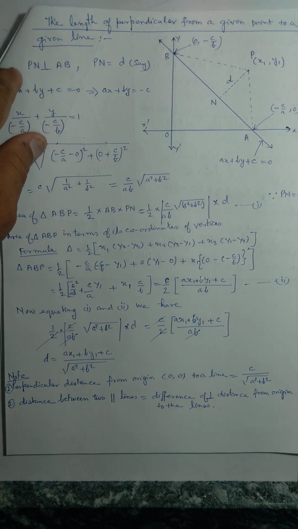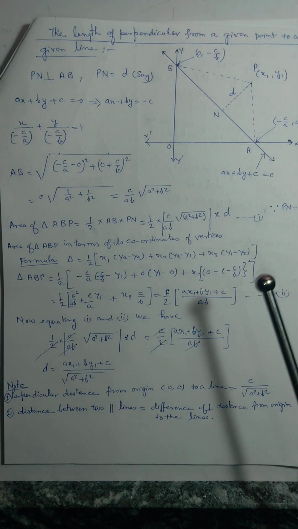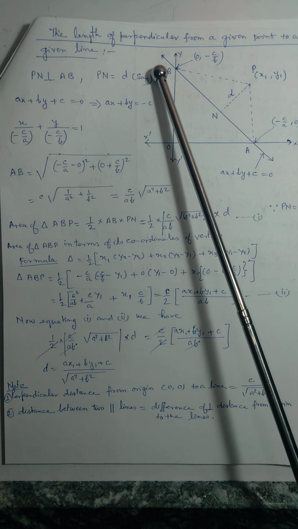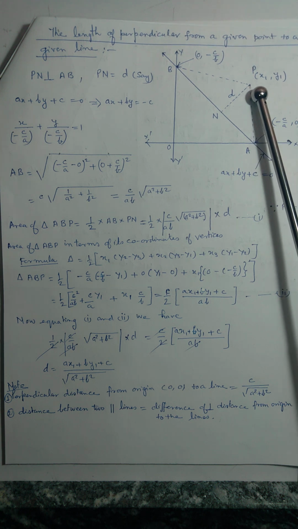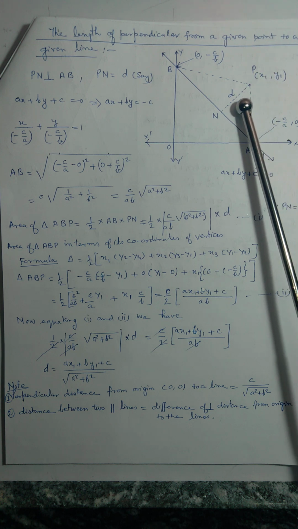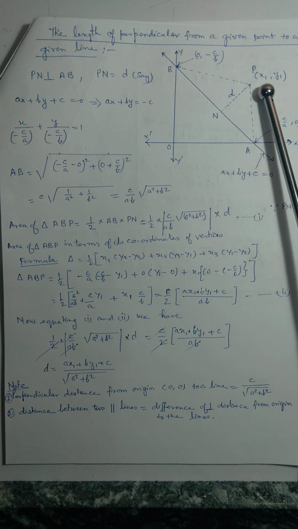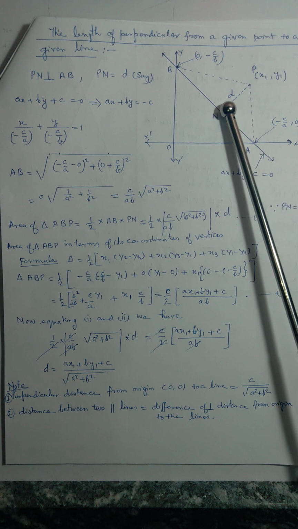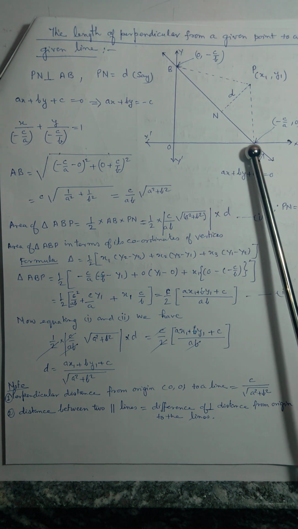Now the length of perpendicular from a given point to a given line. Here the line AB is given to you. There is a point P whose coordinate is x1, y1. From P we have to draw a perpendicular PN to the given line AB. So we have to find the perpendicular distance from the point P to the line AB.